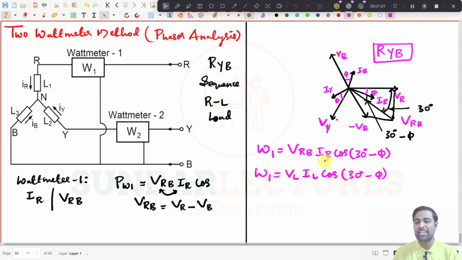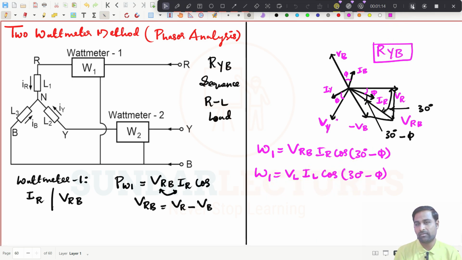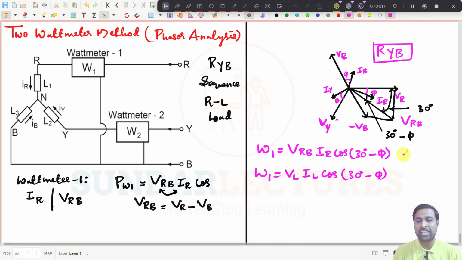See, in a star connected load, the phase voltage, phase current and line current are the same. You don't need to be very confused, right? So this is the equation now: VL IL cos of 30 degree minus phi.